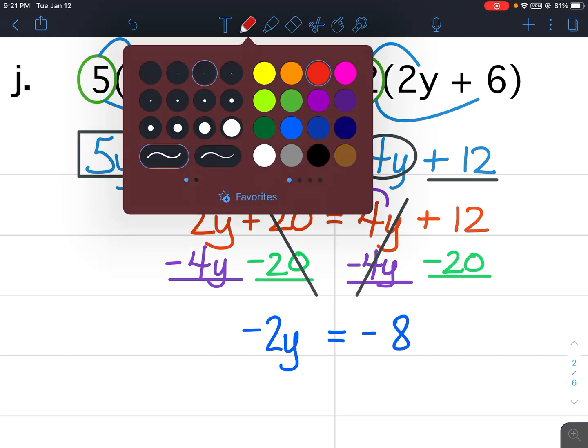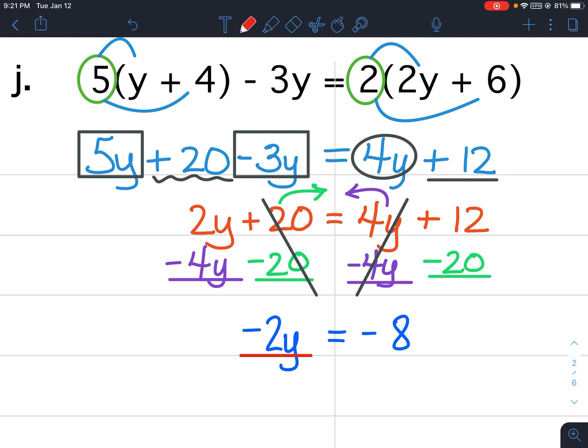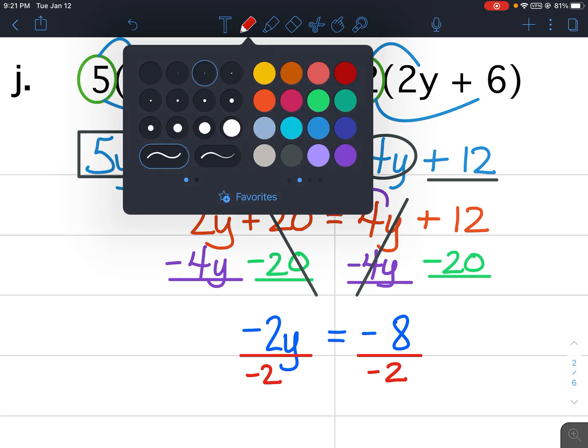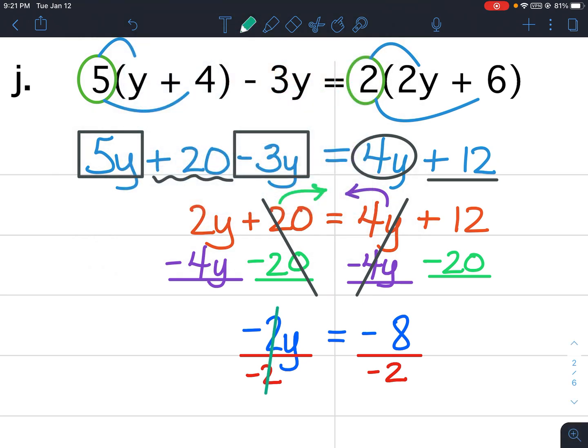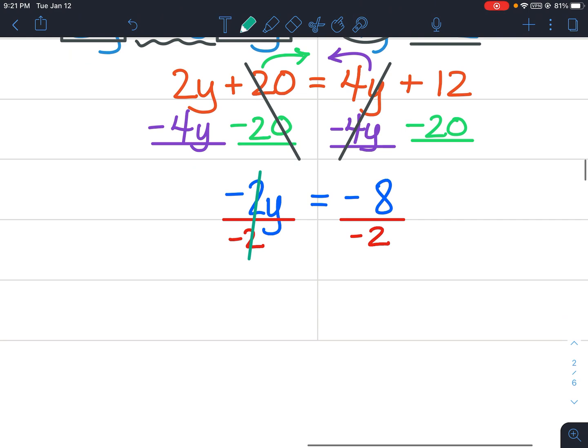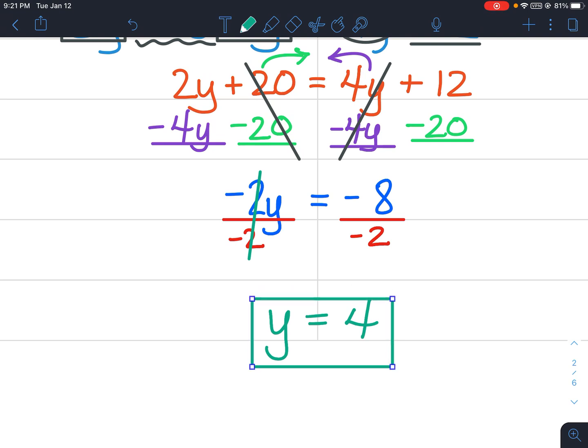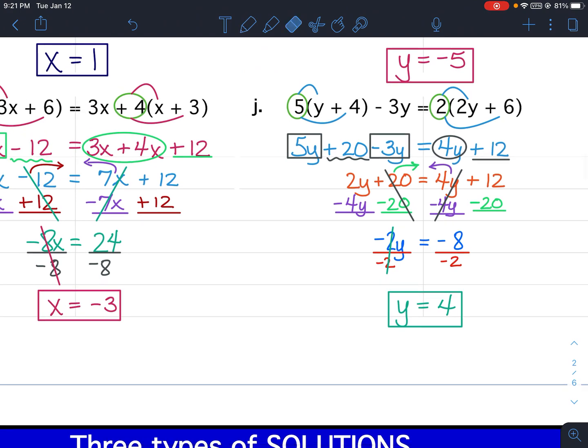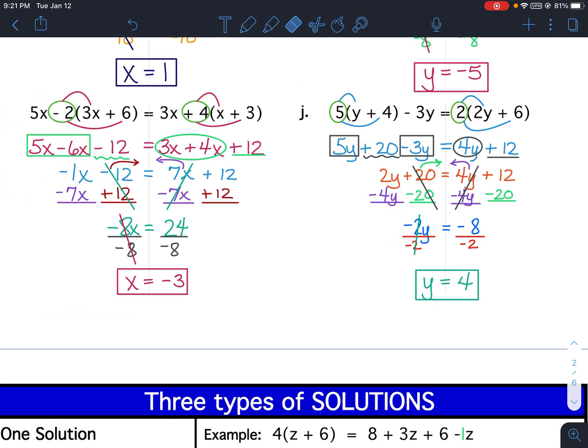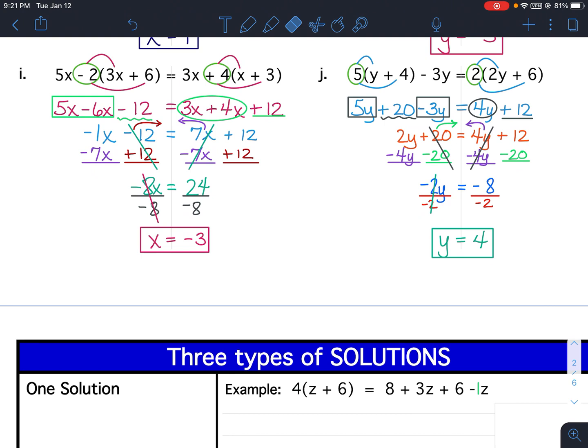Last step is to isolate the variable. So I'm going to divide both sides by negative 2. Twos cancel and we get y equals 4. Now, you can check your answers on these problems by plugging in what you got into the original problem. It just takes a little bit more time to do so.